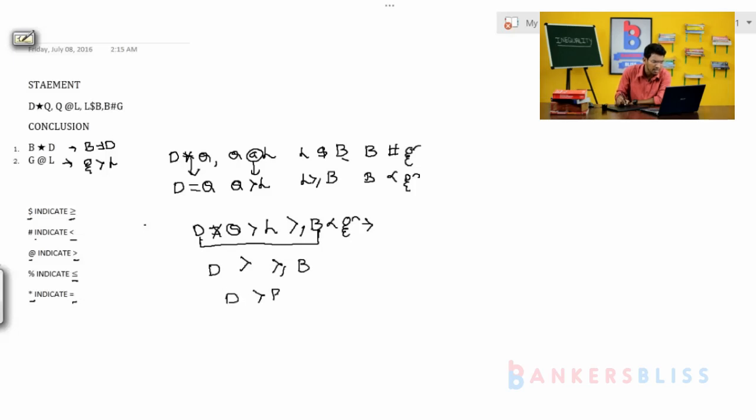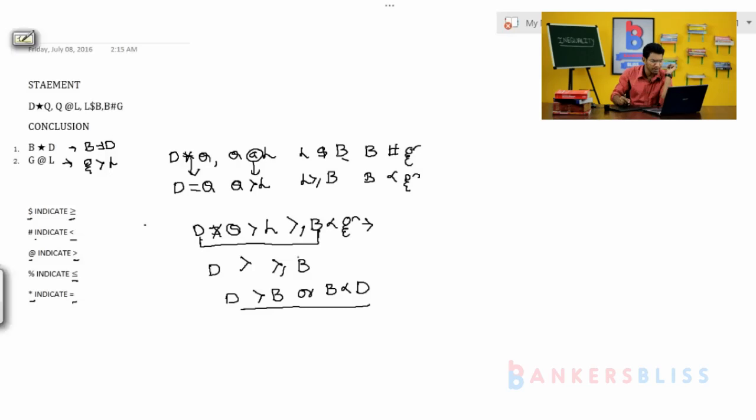That is D is greater than B or B is less than D. So the obtained conclusion is D greater than B or B less than D. But the given conclusion is B is equal to D. So the given conclusion cannot be matched with the obtained conclusion. When the obtained conclusion does not match the given conclusion, the conclusion is considered as wrong. Is it clear?